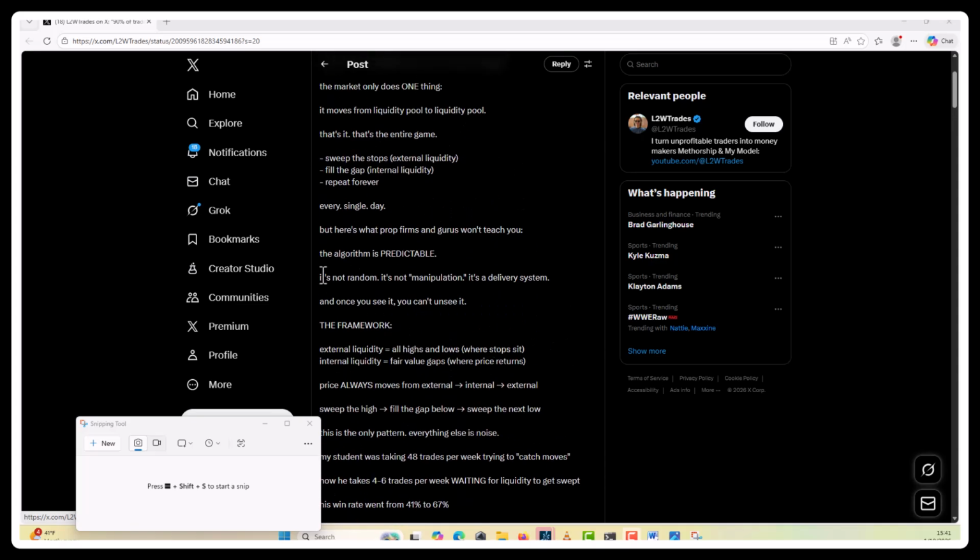And here he makes a very good, very valid point: the market is not random, and it's not manipulation either. It's simply very neutral. It's just the price delivery system for the ones who run the markets, which is the market maker. They just program the algo to do the price delivery, right?